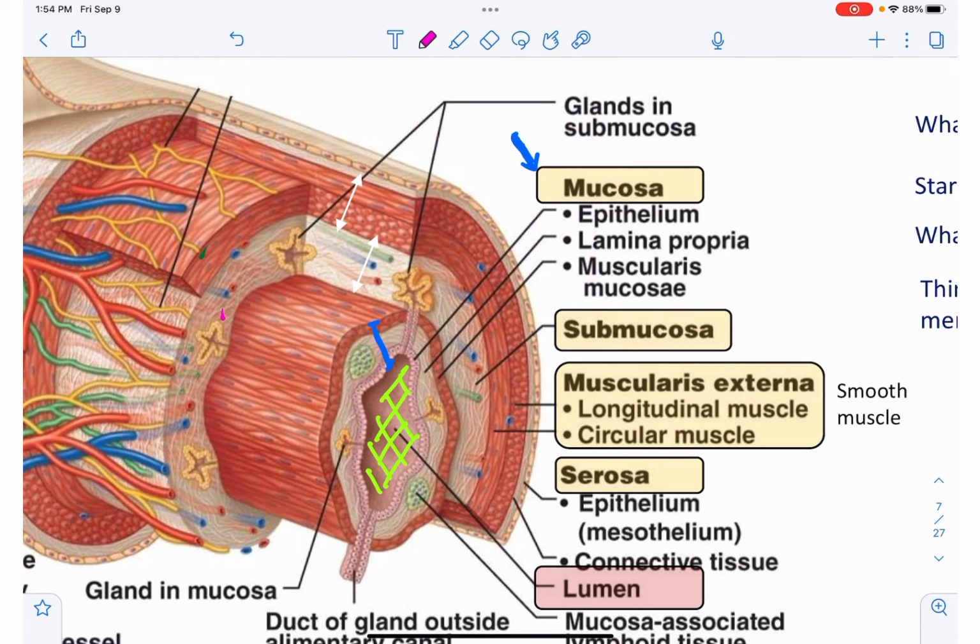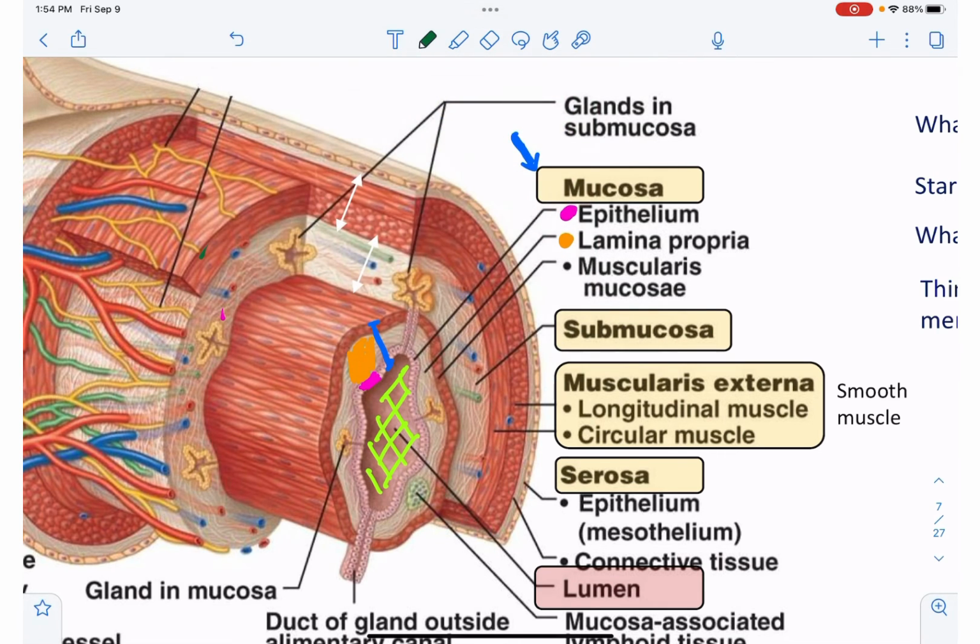And the first layer that actually lines the lumen is a layer of epithelium. So this is the immediate barrier between the lumen and the body. On top of that then is a layer of loose connective tissue, specifically areolar tissue, and the special name that we give to that connective tissue that supports the epithelium is the lamina propria.